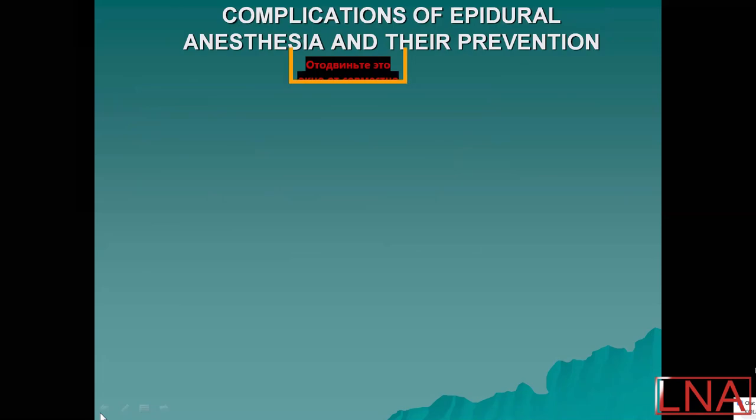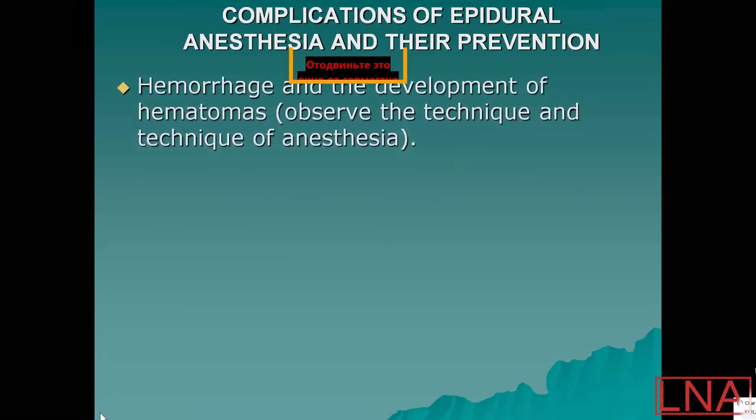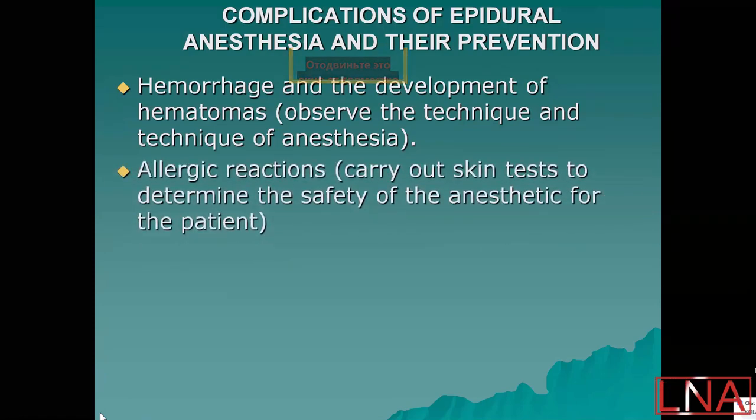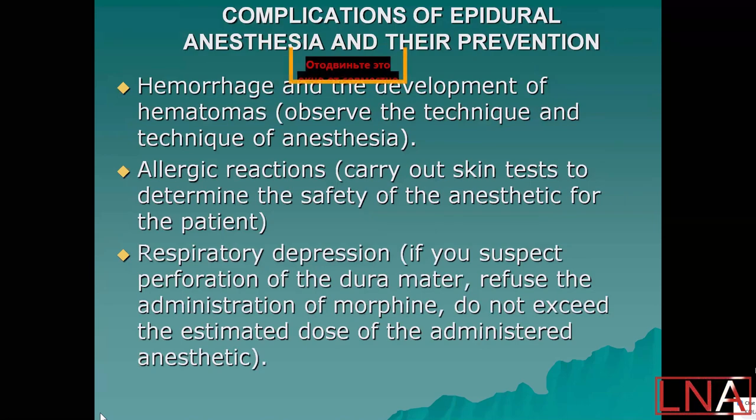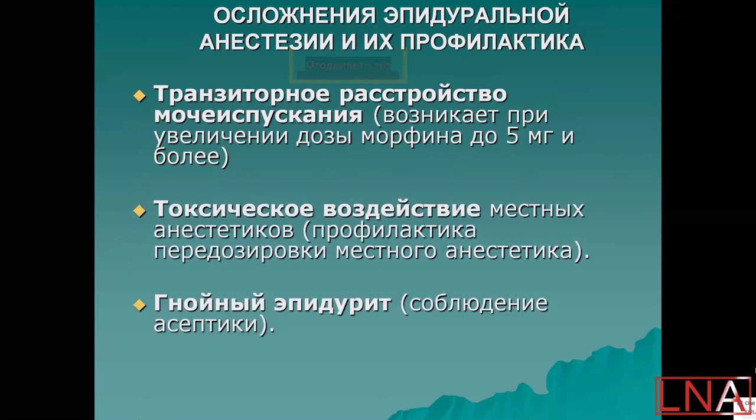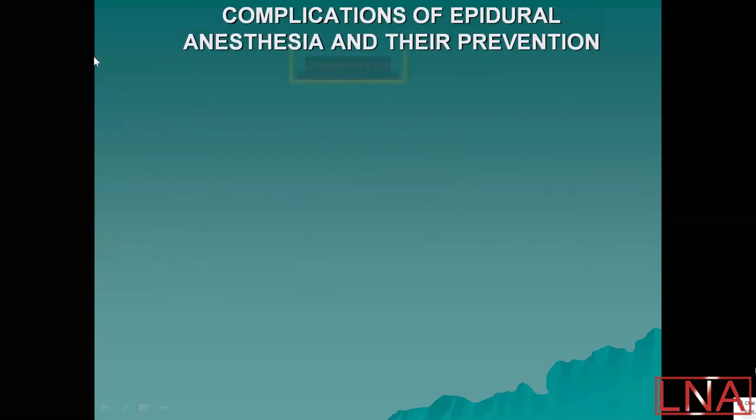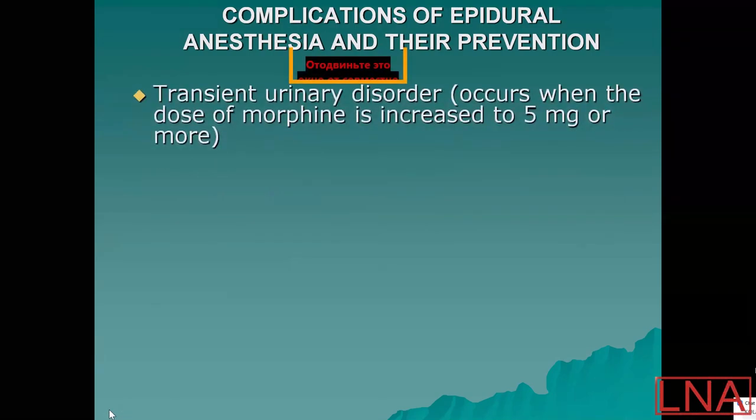Continue. Hemorrhage and development of hematomas: observe the technique of anesthesia. Allergic reaction: carry out a skin test to determine the safety of the anesthetic for the patient. Respiratory depression: if you suspect perforation of the dura mater, refuse the administration of morphine. Do not exceed the estimated dose of the administered anesthetic. Transient urinary disorders occur when the dose of morphine increases to 5 milligrams or more.